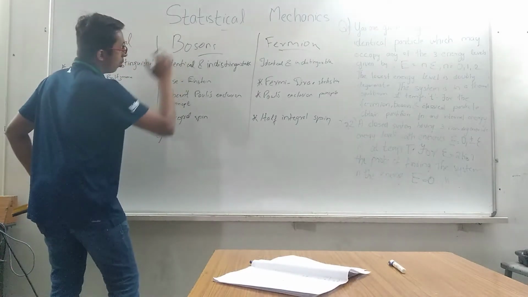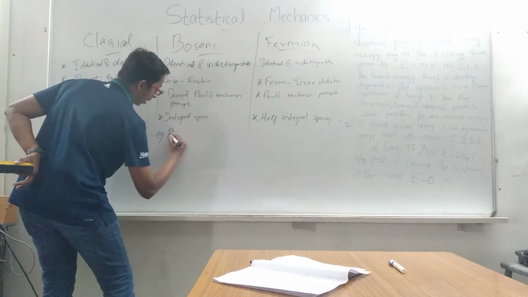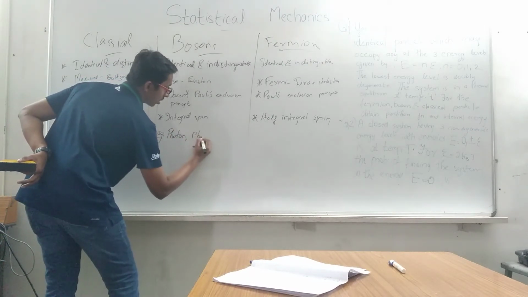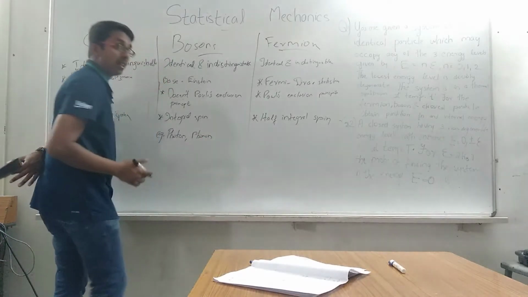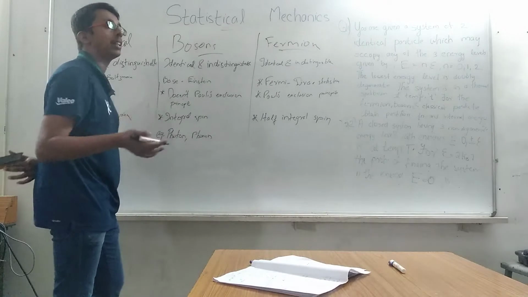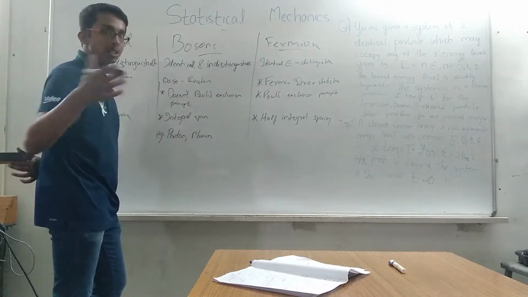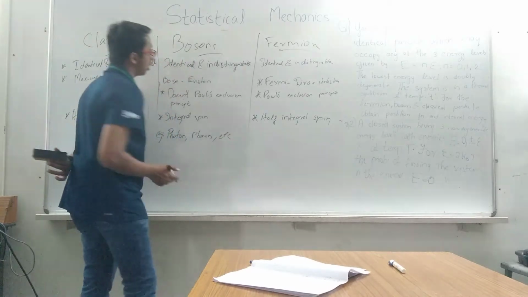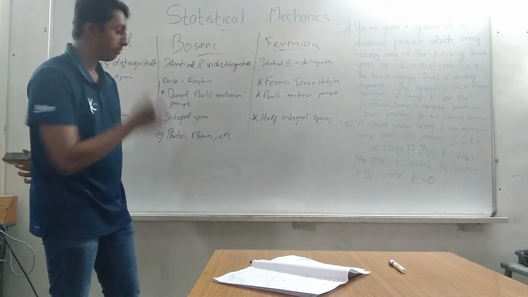They obey the Bose-Einstein statistics. So all the energy carriers are examples, like photons, phonons, and theoretically we can say gravitons also, but practically it's not being proved, right? But theoretically it's proved. Gravitons, etc. are bosonic particles.